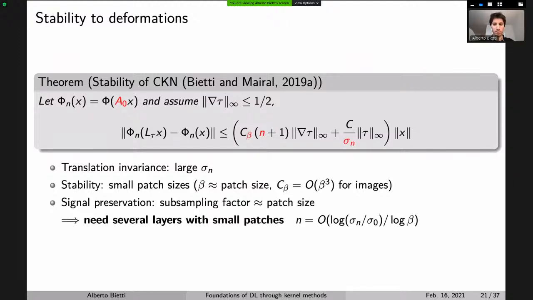Okay, I hope this was clear. Alberto, yes, I do. Looking at these results here, are there any assumptions on how you build the size of the patches and the pooling throughout the network? Because these results, if I'm not wrong, tell you that the quantity on the right side depends on quantities like sigma n and S n, I guess, so the last size of pooling and the last patch size.